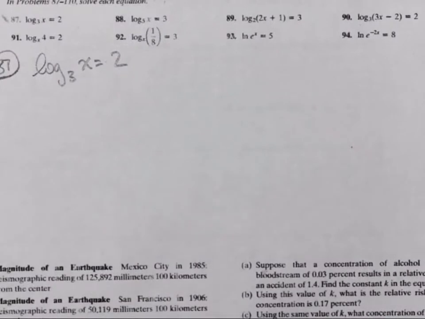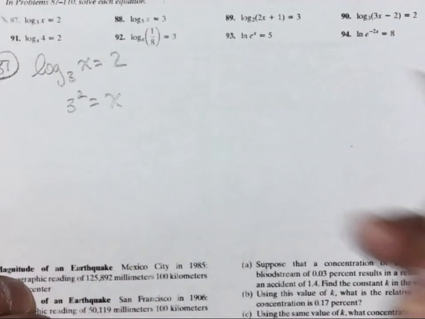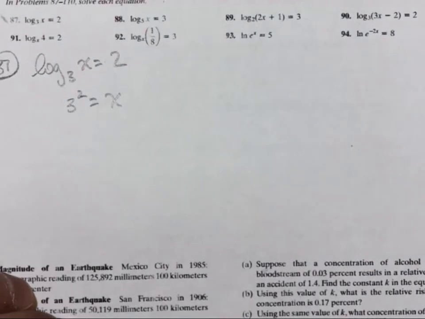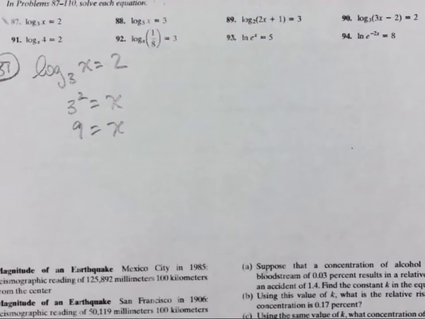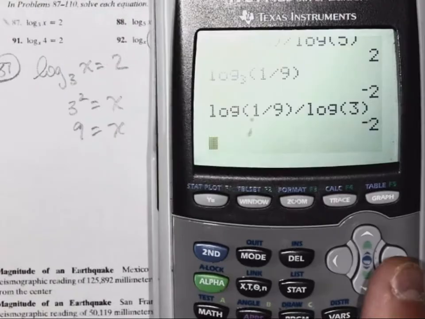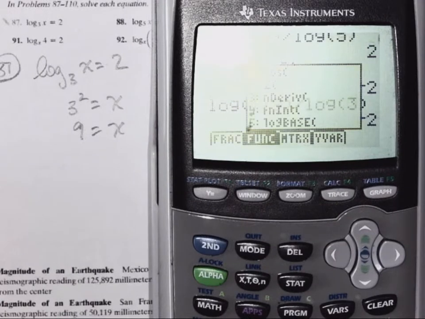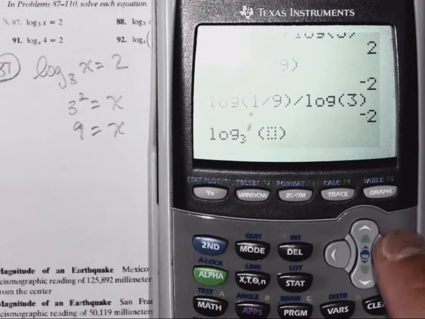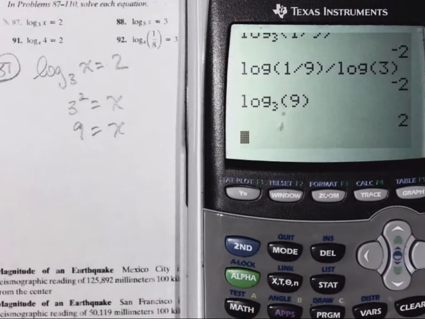So if we want to solve this for x, we would rewrite it into exponentials. So 3 squared equals x. So then x would be equal to 9. And then you could check that on the calculator like I just showed you. So essentially, log base 3 of 9 should equal 2. And it does. So you can check yourself using those methods.